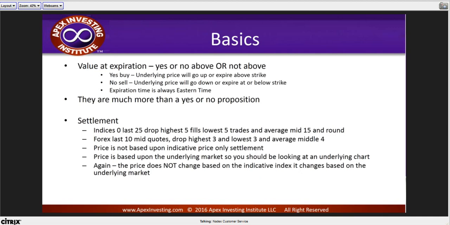All the expiration times are always Eastern. You want to make a mistake on trading binaries? Have your charts be on your time zone, not Eastern time zone. That will cause you to make some mistakes.